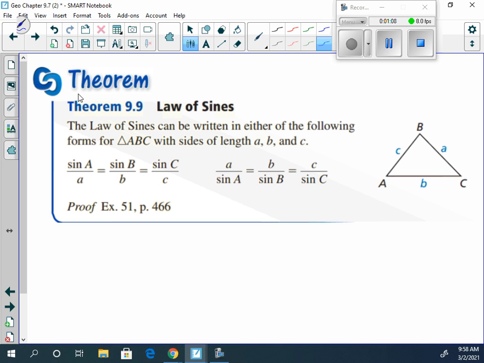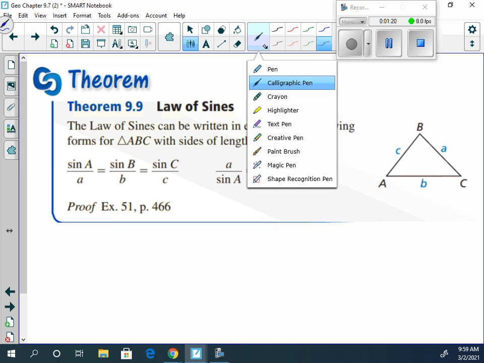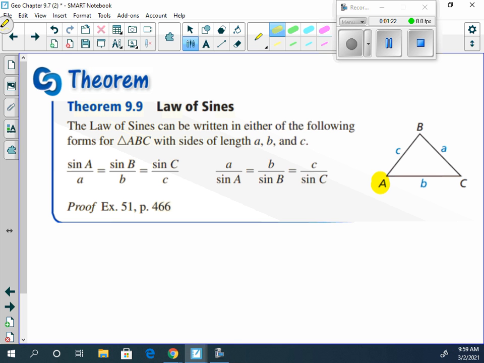One of them is sine of A over A is equal to sine of B over B is equal to sine of C over C. Now with angles and sides, the angles are always going to be opposite the corresponding side lengths. So angle A and side length A, angle B, side length B, and angle C and side length C. They're always opposite. Angle C is opposite side length C, angle A is opposite side length A, and angle B is opposite side length B. And they always match these up.